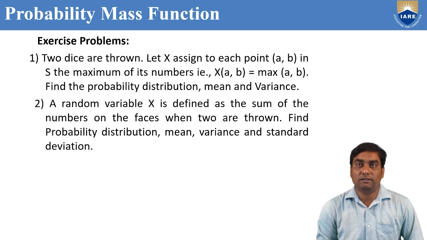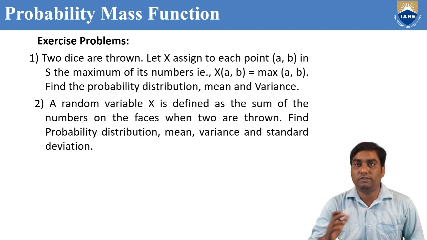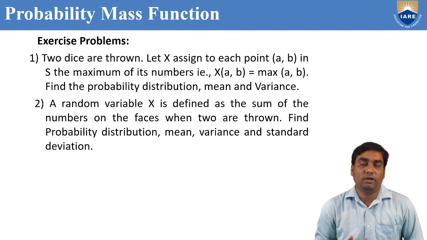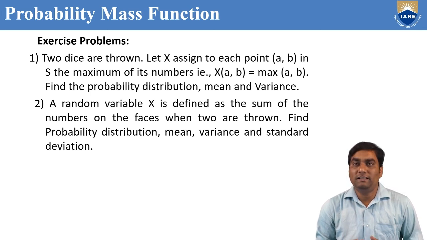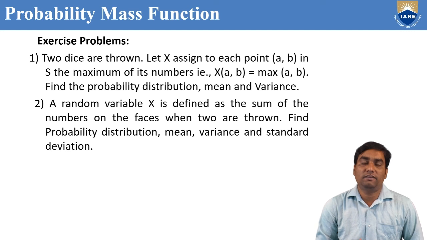You should remember that to calculate the probability mass function, first we have to know what the random variable is, what x is according to the problem. After getting the random variable, we should find out the probability of all the values in that random variable. That is known as the probability mass function. After getting the probability mass function, we can find out the mean, variance and standard deviation of the probability mass function.